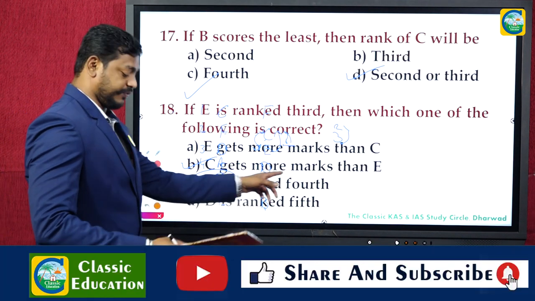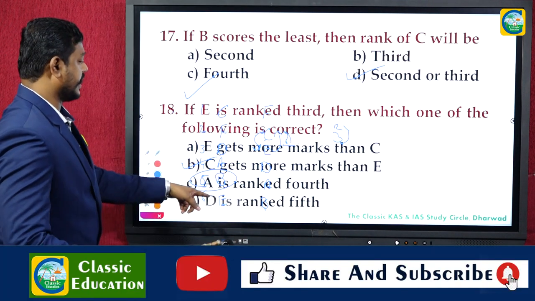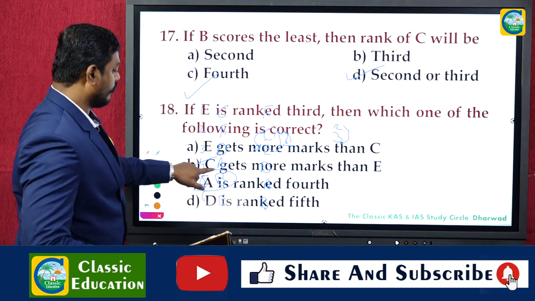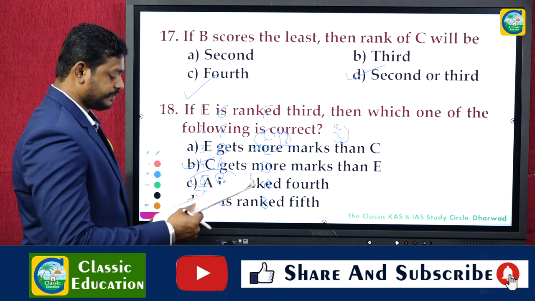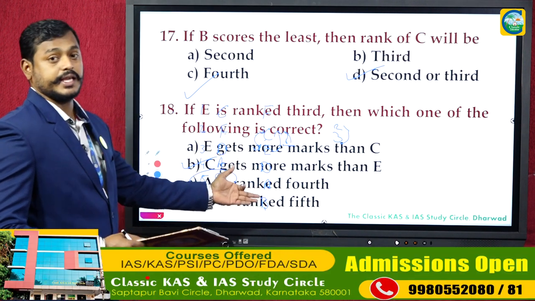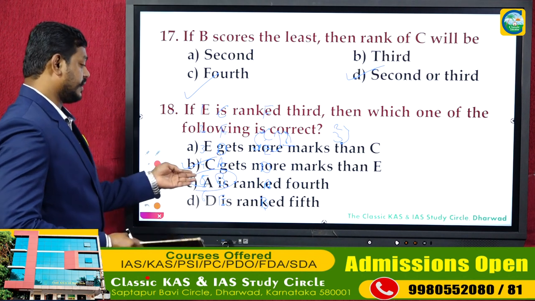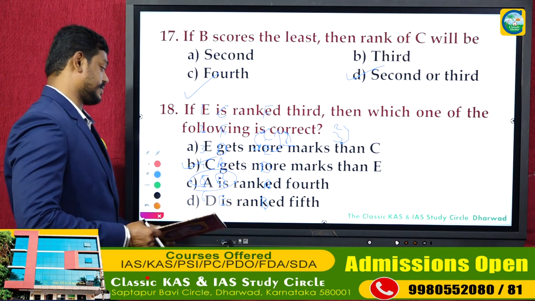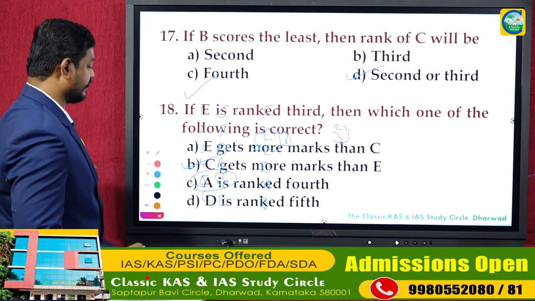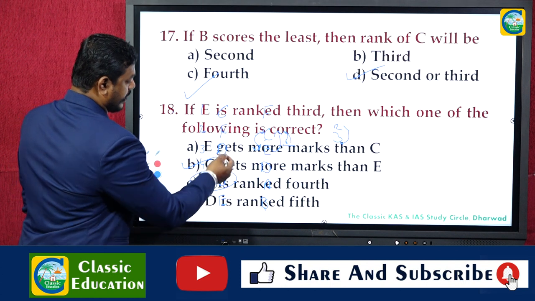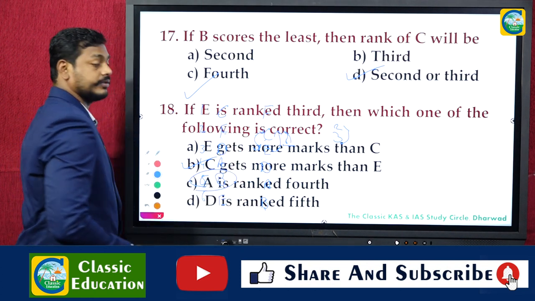A is ranked fourth. Let us see here: 1, 2, 3, 4. But in the case of the other one, see, 1, 2, 3, 4, 5. A is in the fifth place, A is in the fourth place. We can't properly judge the exact value of those places, right? Then the last option, D is ranked fifth. See here, D is in the third, D is in the fourth, right friends?